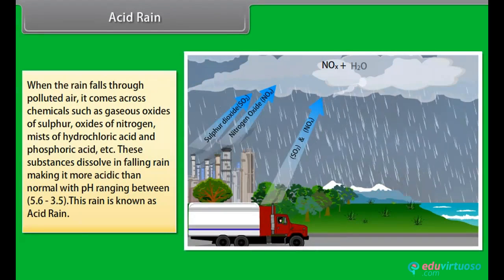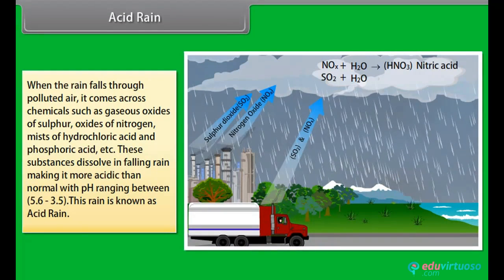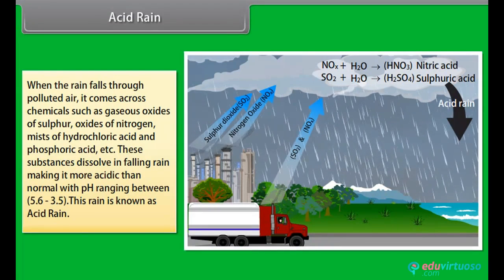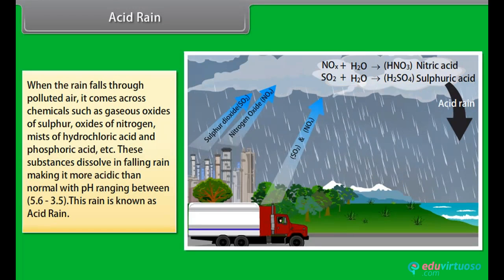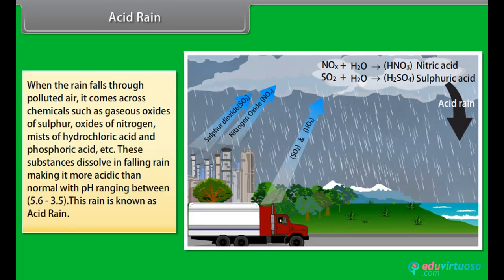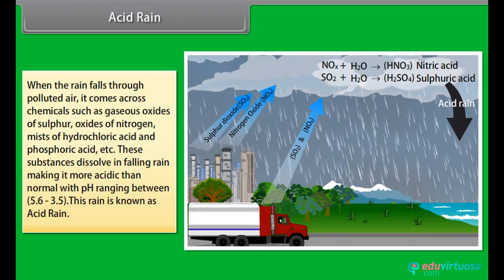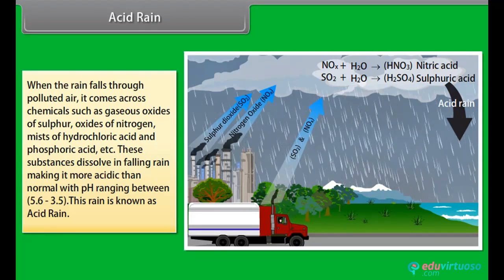When the rain falls through polluted air, it comes across chemicals such as gaseous oxides of sulphur, oxides of nitrogen, mists of hydrochloric acid and phosphoric acid, etc. These substances dissolve in falling rain, making it more acidic than normal, with pH ranging between 5.6 and 3.5. This rain is known as acid rain.